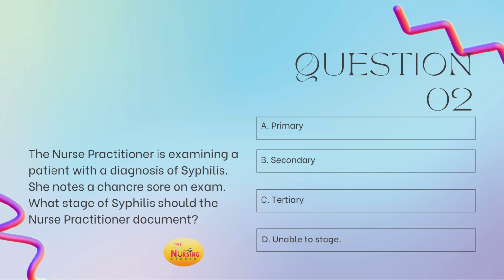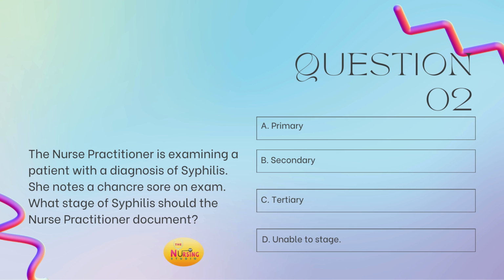All right, question number two. The nurse practitioner is examining a patient with a diagnosis of syphilis. She notes a canker sore. I'm sorry, I always mess this word up. She notes a canker sore on exam. What stage of syphilis should the nurse practitioner diagnose?